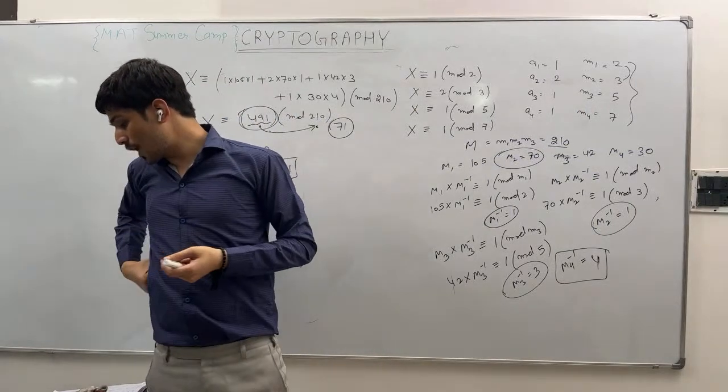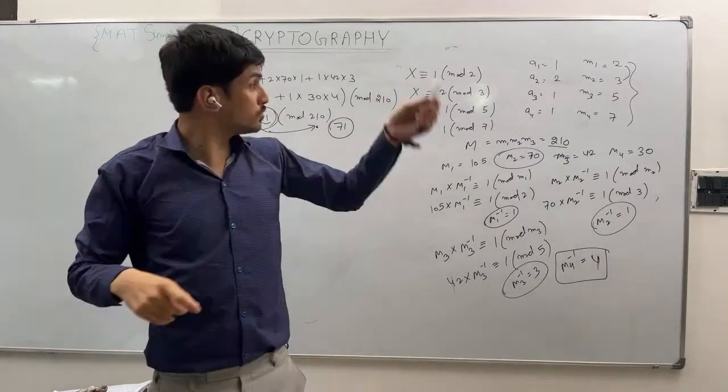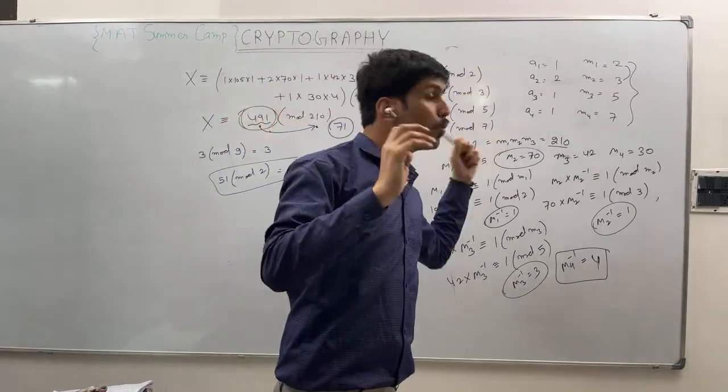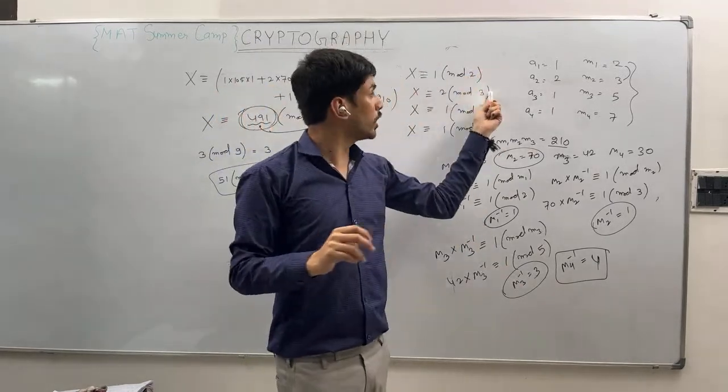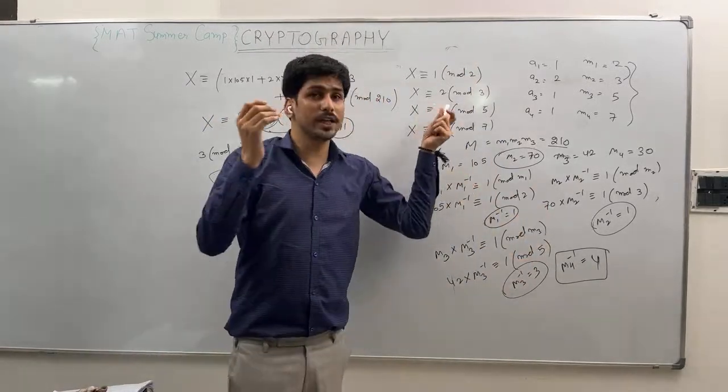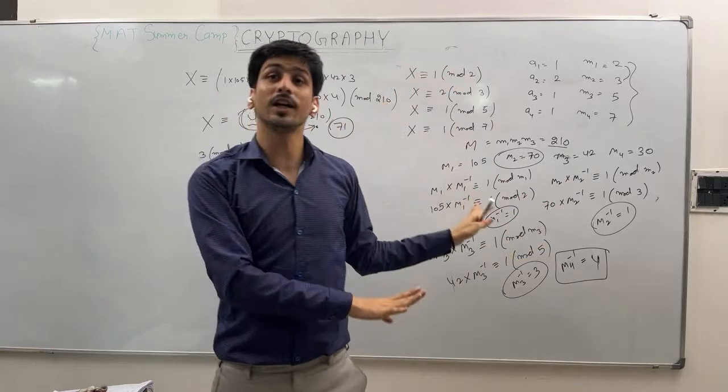Write the question: find the least number. This will work only when these are co-prime numbers, right? But what if these are not co-prime numbers? Here we can have 2 and 4, then this theorem won't work. Clear? You can answer that the Chinese remainder theorem will fail. Yeah, definitely it will fail.